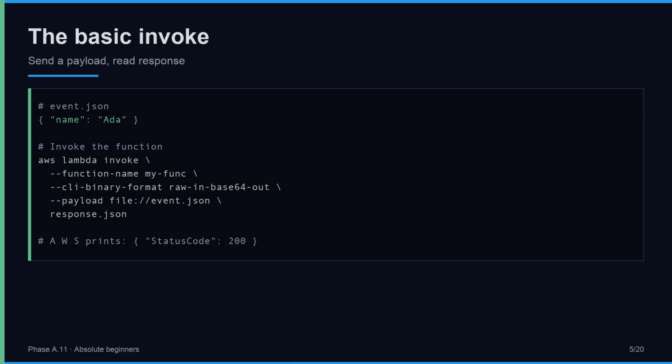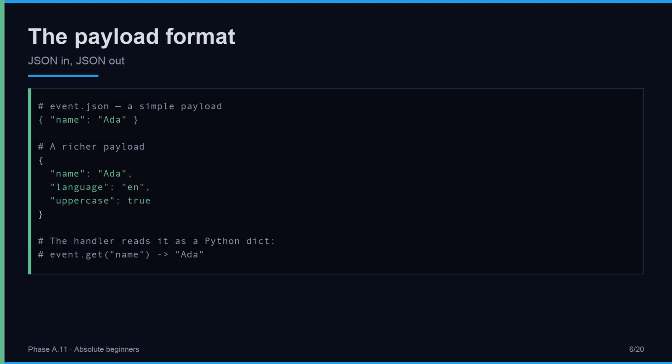The function waits. Here is the simplest invoke. event.json holds a single key, name, with the value Ada. The invoke command sends that file as the payload. When the call returns, AWS prints a status line, StatusCode 200, meaning the invoke succeeded. The actual function response is not on your terminal yet. It went into response.json. You read it next. Send and receive.